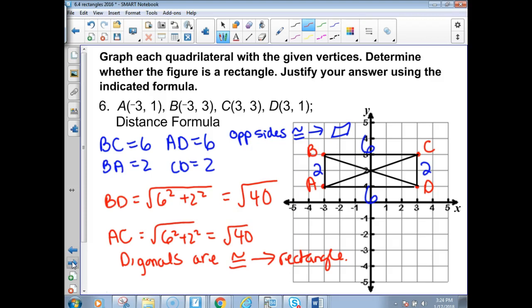And I think I just have one more to go over with you. Is that correct? All right, last one, and then I'm going to put up the shapes back there. You're going to help me.